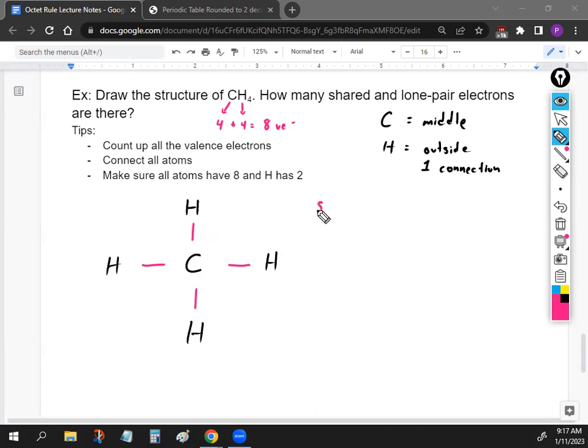Okay, and there's going to be 8 shared electrons because there are 4 lines. And then there are 0 lone pair electrons. Again, if you oriented this a little bit differently, so if your structure makes an X shape, that's totally fine. It's the same thing. You just need to tilt your head and you'll have the same structure.